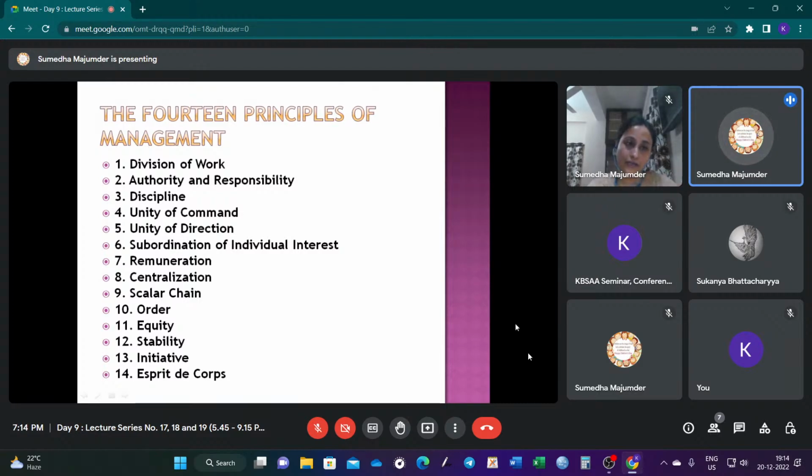The basic concept or definition is also important. First principle, that is division of work. Division of work.